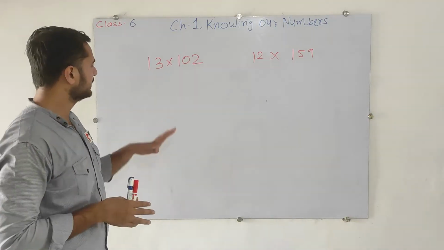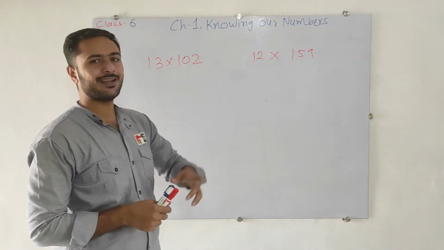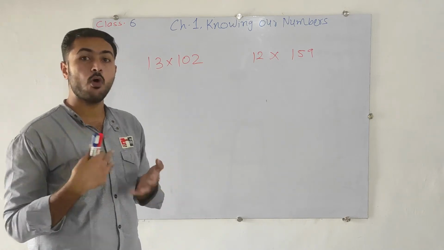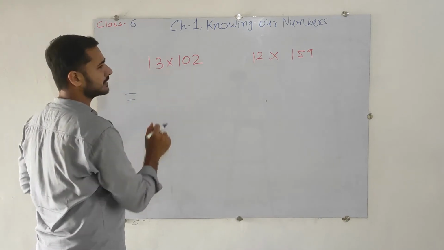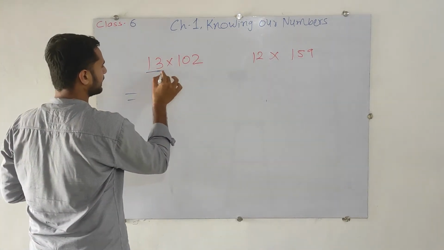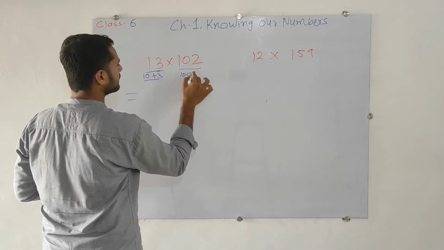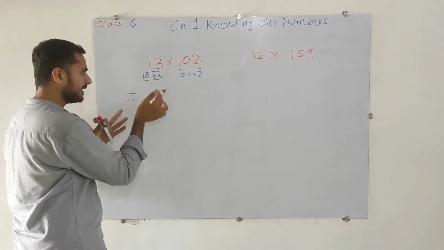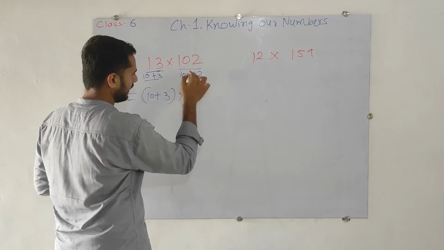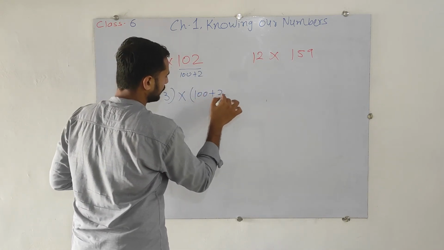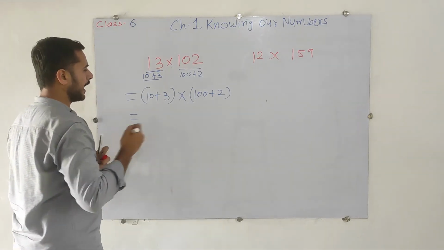Okay, now we will do the same questions, that is 13 multiplied by 102 and 12 multiplied by 159, by the two brackets. That will be easier than the one-bracket method. So first of all we will convert these numbers into brackets. How will we do it? This 13 can be written as 10 plus 3, and this can be written as 100 plus 2. So I will write the same thing here: 10 plus 3, multiplication sign, and 100 plus 2.